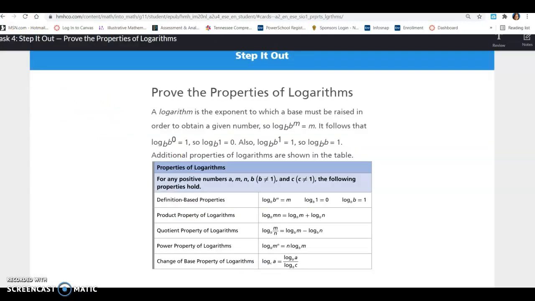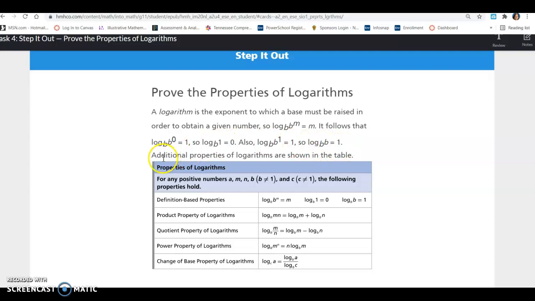All right, 10.1, task 4. All right, it says prove the properties of logarithms. A logarithm is the exponent to which a base must be raised in order to obtain a given number. So log base b of b to the m power equals m. It follows that log base b of b to the 0 power equals 1. Remember, anything to the 0 power equals 1. So log base b of 1 equals 0. And also log base b of b to the first power equals 1. So log base b of b equals 1.